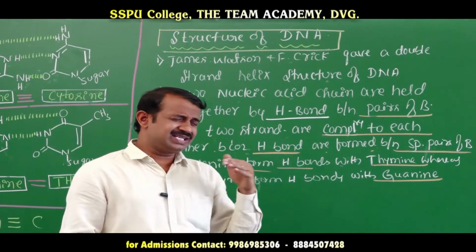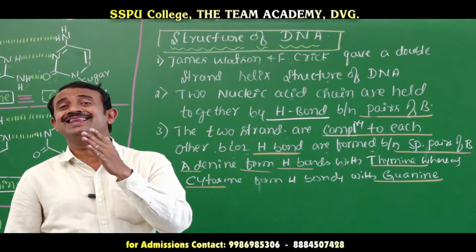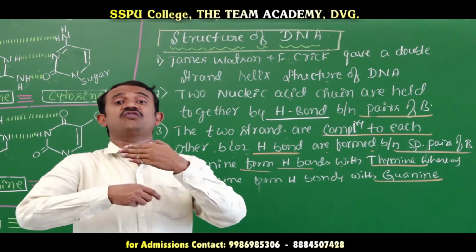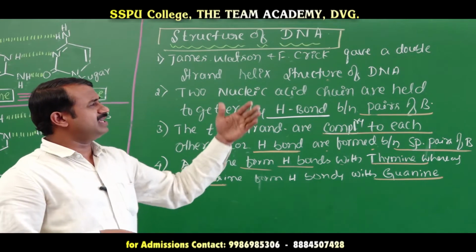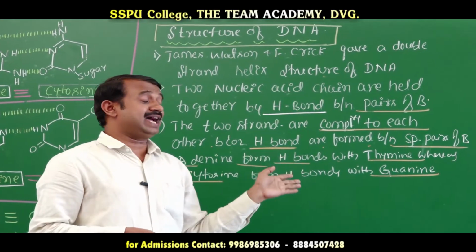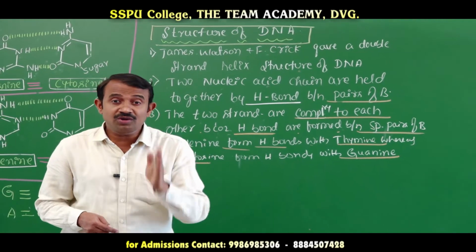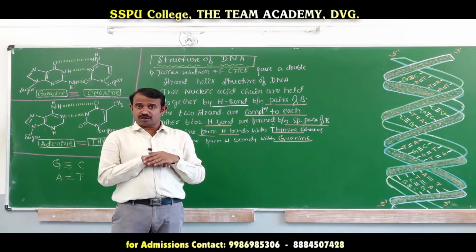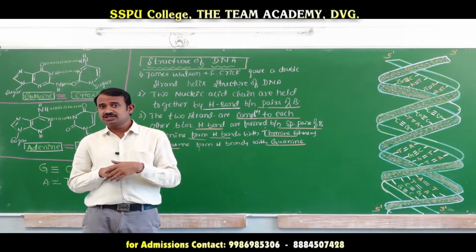RNA also has the same property, but it is a single helical structure, though it is more folded. It is the same, it has guanine, cytosine, adenine, and instead of thymine, it has uracil to form hydrogen bonds. Here also the same, two hydrogen bonds between adenine and uracil.